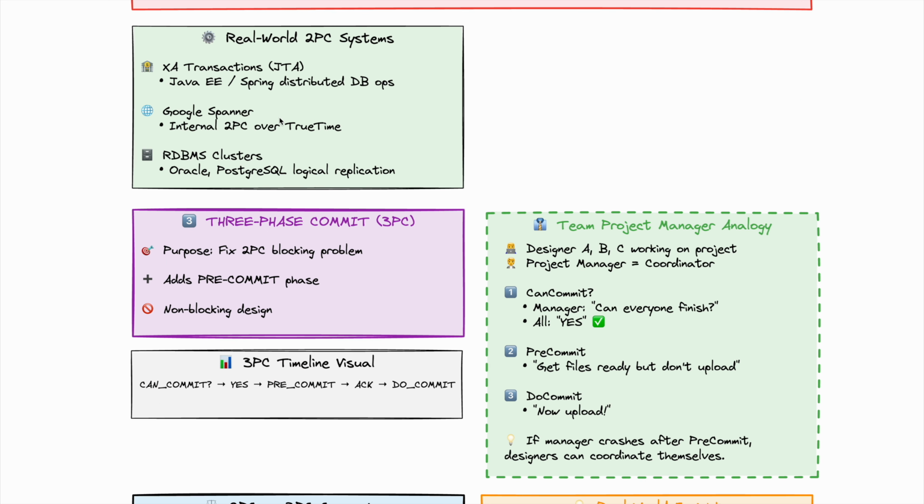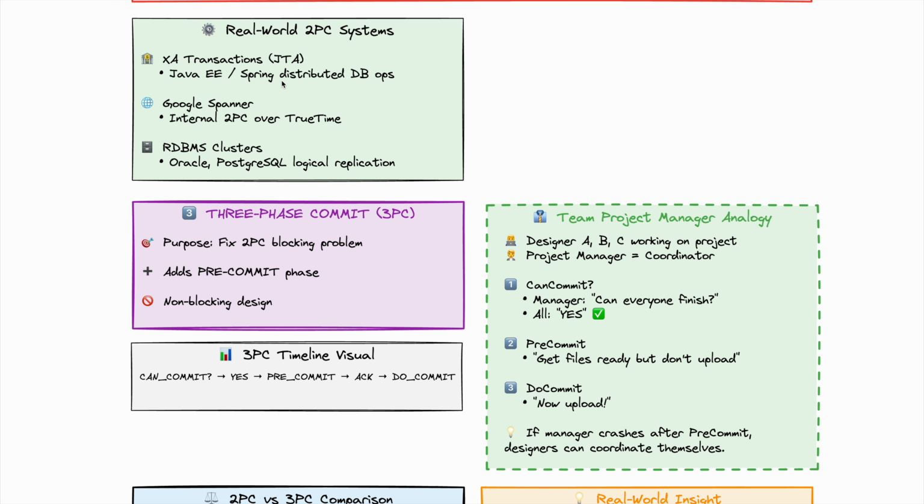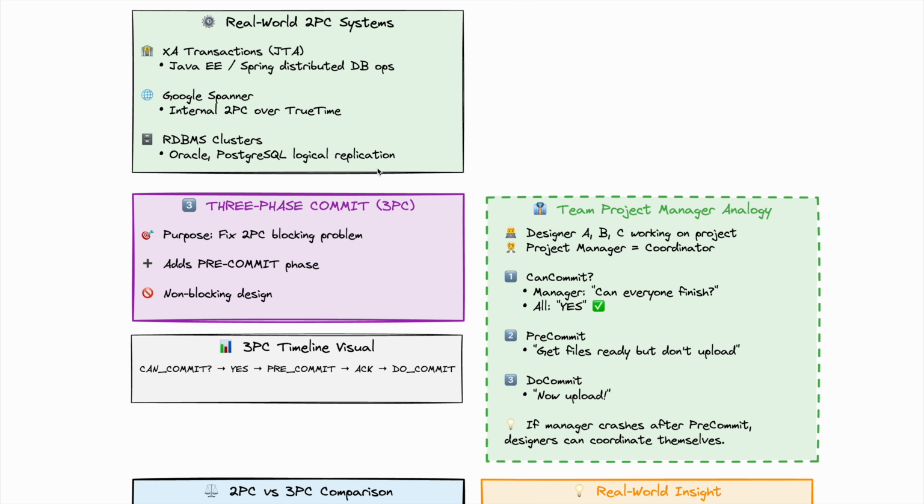locked. So what are the real world 2PC systems? The first one is for XA transactions, we have Spring distributed DB ops. Google Spanner also uses the 2PC protocol. Also RDBMS clusters such as Oracle and Postgres logical replication are using the 2PC protocol.